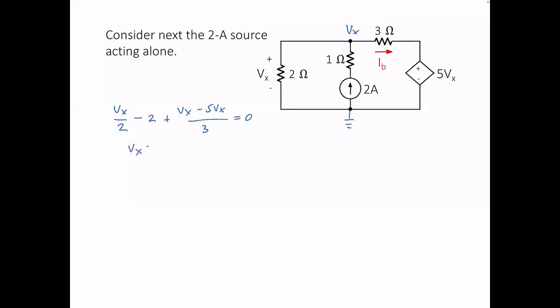So I can solve for Vx. What is IB? IB will just be Vx minus 5Vx all over 3. So I can also now solve for IB. And so I will just be equal to IA plus IB. Again, I'm just outlining the solution. Please do this on your own.